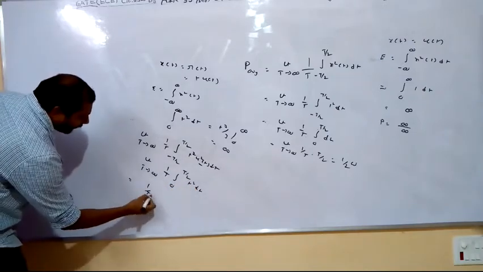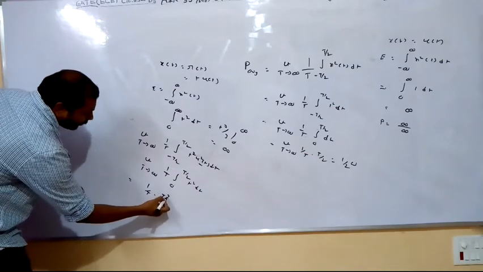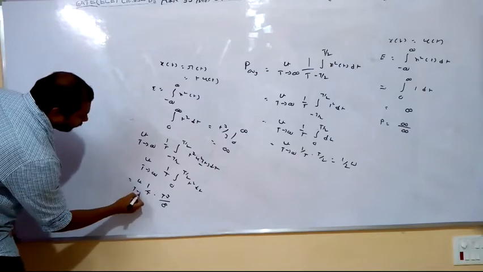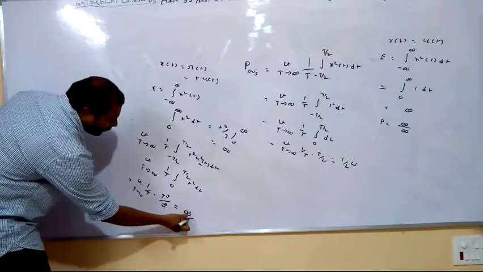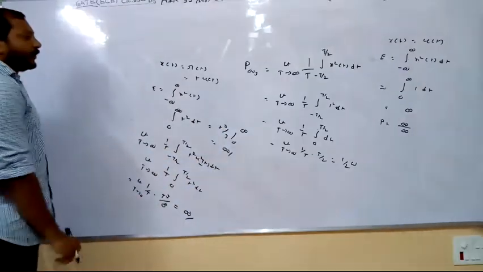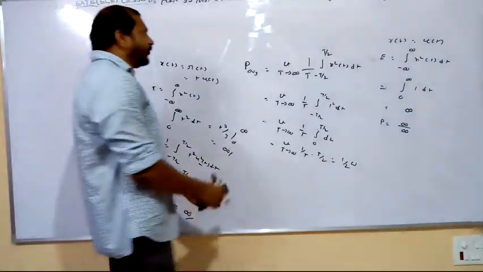This value is equal to simply 1 by t into t cube divided by 8, as the limit t tends to infinity. This value is going to be infinity. So the power of the signal is equal to infinity and the energy of the signal is equal to infinity. We can draw a conclusion from this.